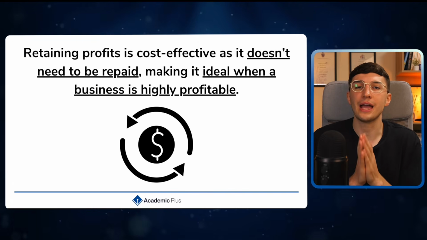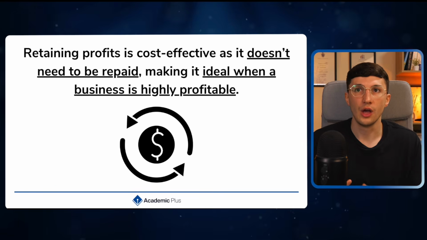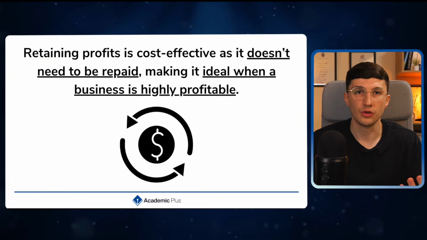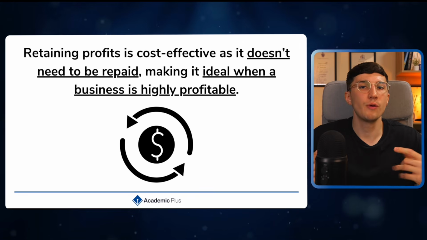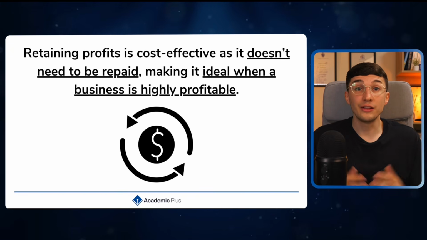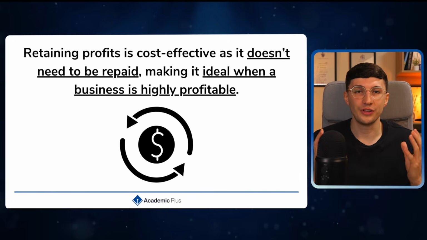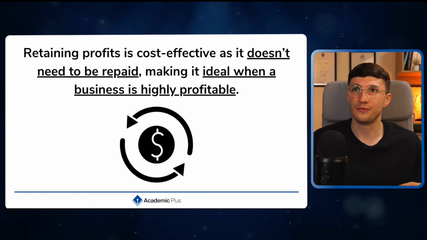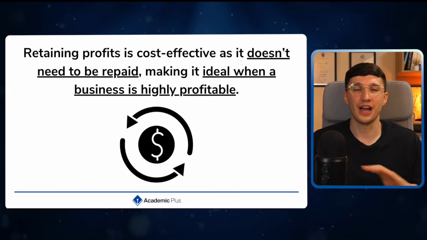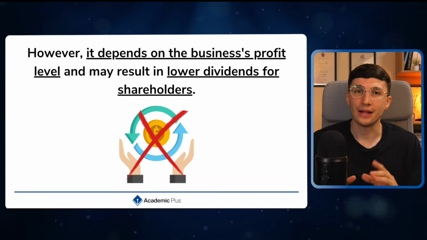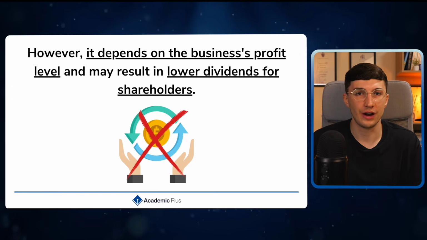Now, retained profit is a brilliant source of finance because we're not taking on any loans. I don't have to pay an interest rate, so I'm not incurring any costs. And it's also a great source of finance for these highly profitable businesses. So think of your Apples of the world, think of your Amazons of the world. But it depends how much profit you're actually making.